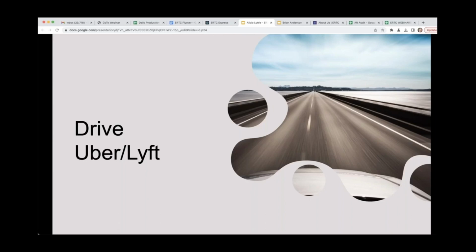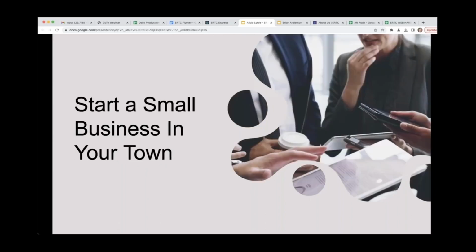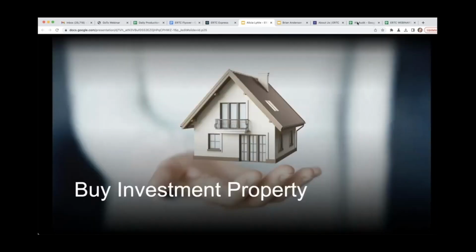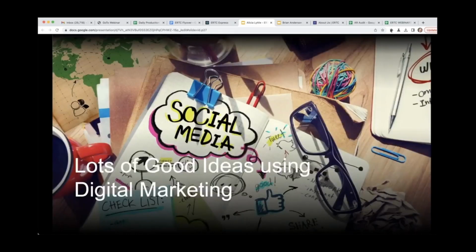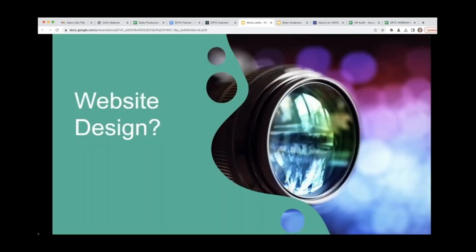I don't often think about it. You could start a business, which is kind of what I chose to do. You can buy investment property. There are all these things we can all do to make money. Lots of stuff in the marketing arena. And I'll be honest, Alicia and Loretta have crushed it in this. I look at the word on the screen, social media. They've crushed it. But in the beginning, there was no social media.